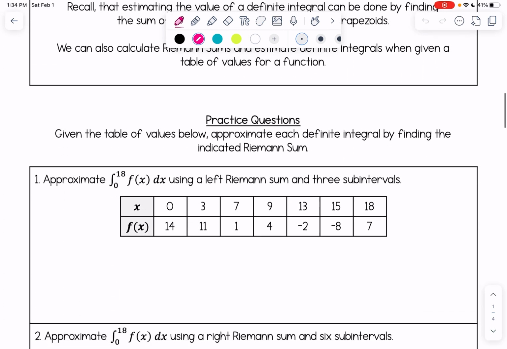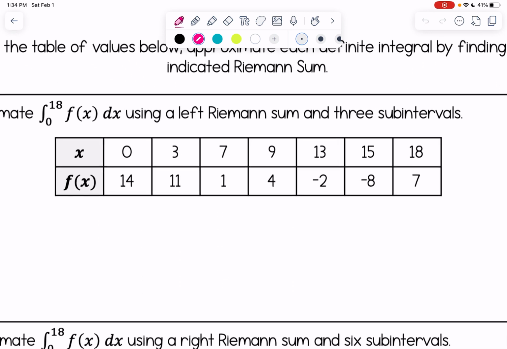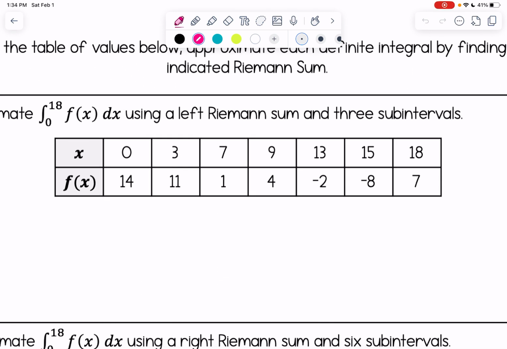So if we take a look at the sample questions here, we're going to be finding the approximate value of each definite integral by using the indicated Riemann sum. Number 1 asks us to approximate from 0 to 18 using a left Riemann sum and 3 subintervals. So what I'm going to first do in my table of values is mark off what each interval would be. The first is going to be from 0 to 7, then from 7 to 13, and then from 13 to 18.